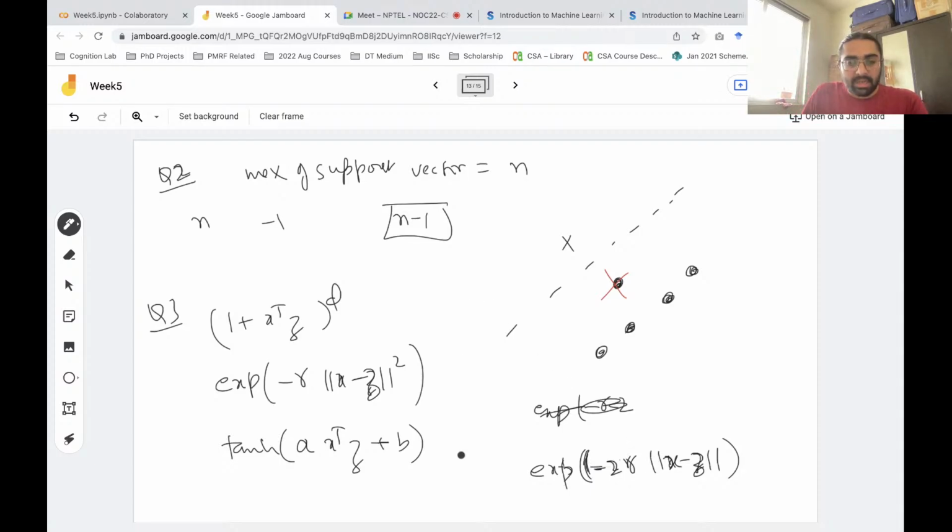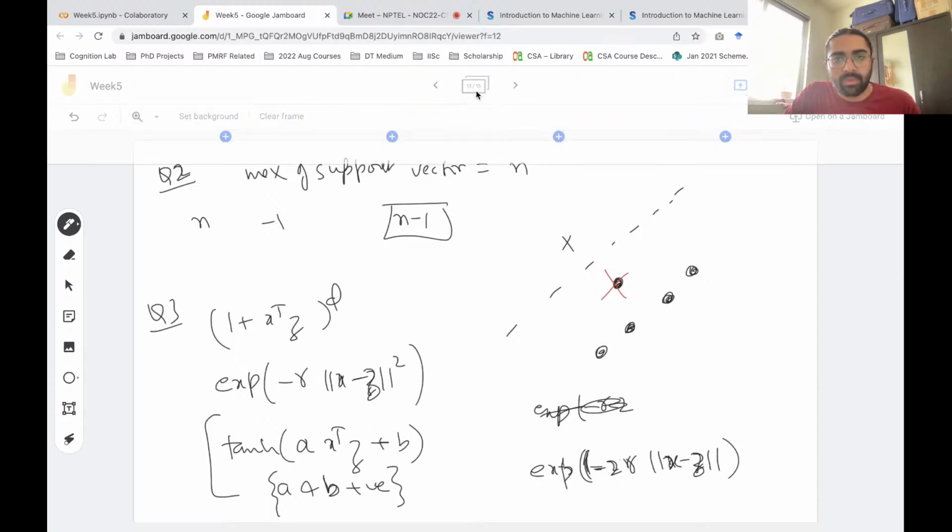So ideally speaking, tanh is exactly not a kernel. You have some conditions under which tanh of this form can be a kernel. I think the conditions are that a and b have to be positive. But again, this was mentioned in the class, so I'm just saying you can go ahead with choosing this as one of the options.